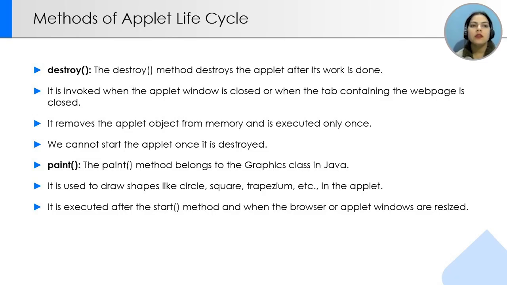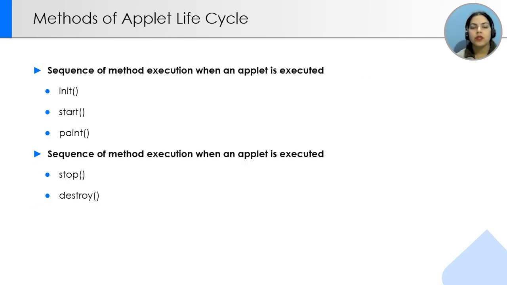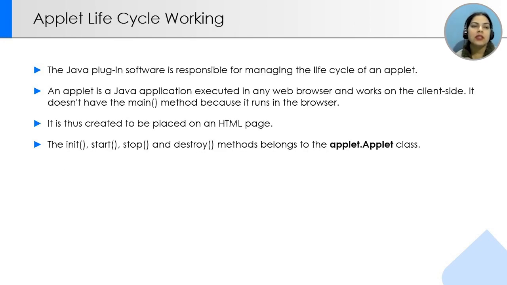Now next, there is a sequence of method execution when an applet is executed. What is that sequence? Firstly, we will have the init method, then the start method, then the paint method. In the same manner, there is a sequence for the end of execution. It will be stop and destroy. So stop and destroy will be in the same sequence, and init, start, paint will be in the same sequence. Now let's start discussing how the life cycle of an applet will work.